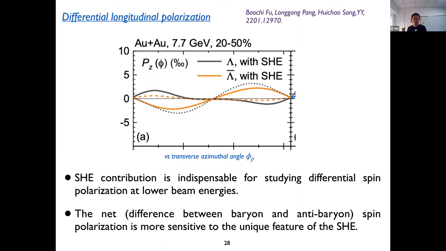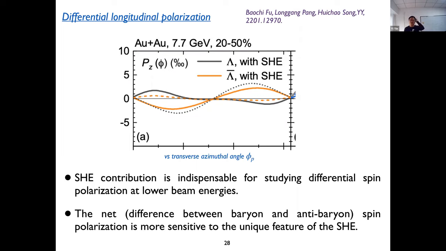So this means that to study the low energy spin polarizations, we indeed need to take into account this gradient of mu-v induced effect, which is really sizable at the lower beam energies. Another lesson we can draw from this figure is that the net spin polarization is very sensitive to the signature of the spin Hall effect. The net spin polarization, I mean the difference between the baryons and antibaryons, such as the difference between the lambda and the anti-lambda. For example, in these cases, their difference even flips sign with and without SHE.